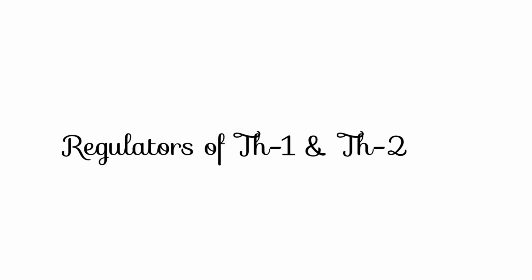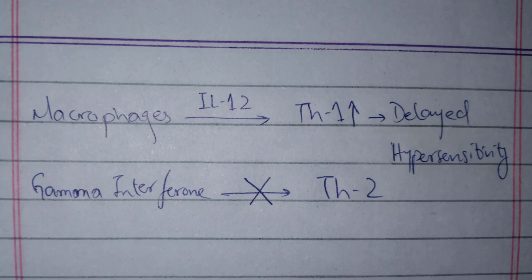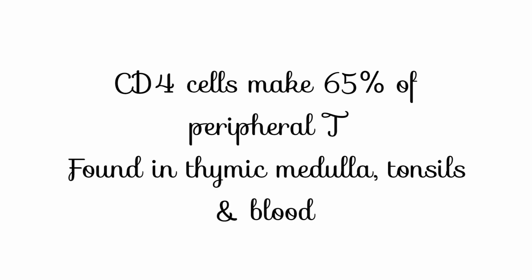One important regulator of the balance between the Th1 cell and the Th2 cell is interleukin 12, which is produced by the macrophages. Interleukin 12 increases the number of Th1 cells, thereby enhancing the host defenses against organisms that are controlled by delayed hypersensitivity response. Another important regulator is gamma interferon. Gamma interferon inhibits the production of the Th2 cells. CD4 cells make up about 65% of the peripheral T cells, and they predominate in the thymic medulla, tonsils, and the blood. Now let's talk about the CD8 lymphocytes.